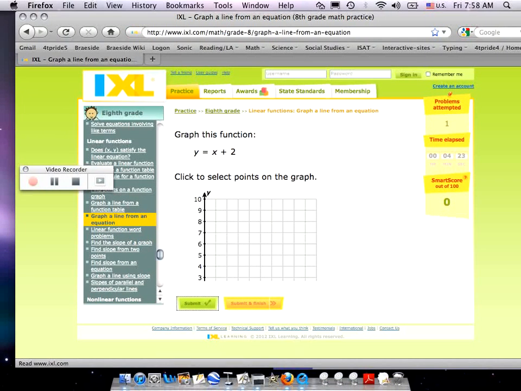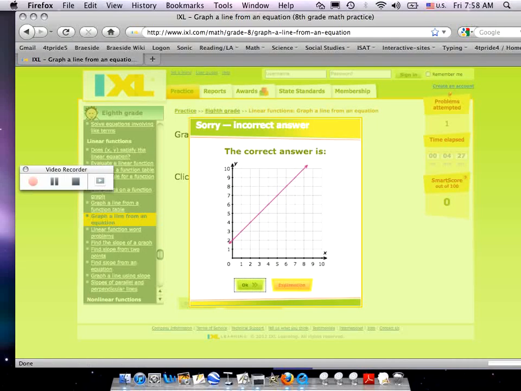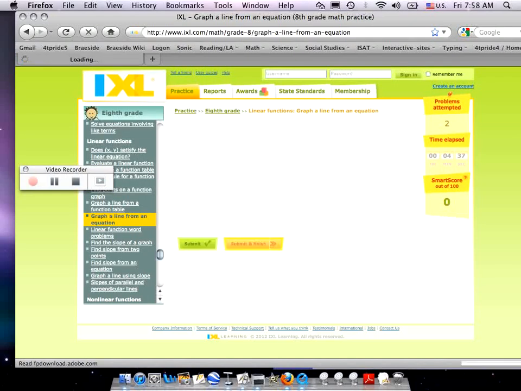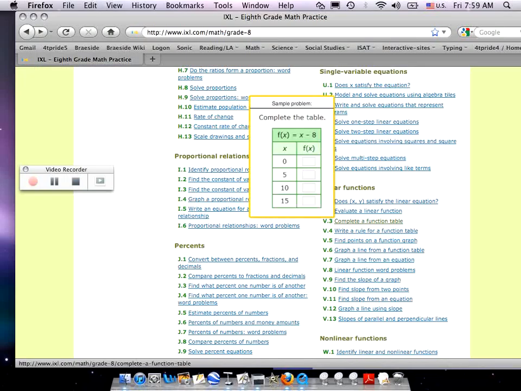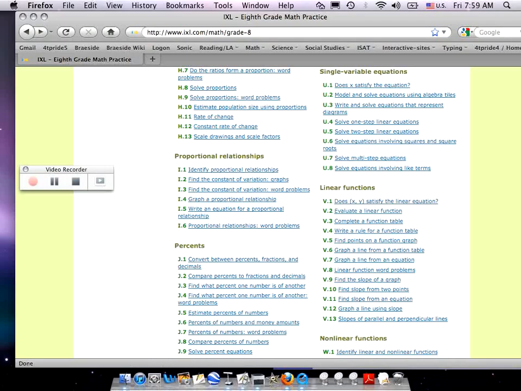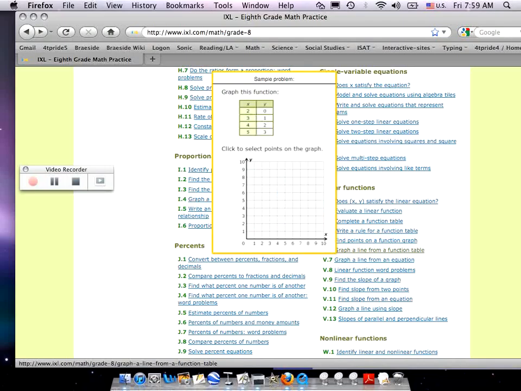I'm just going to submit it and show you what the graph looks like. You can see (0, 2), (5, 7), and everything along this line would make a true statement. That's the nice thing about linear equations. That's why you can just graph a line and you have every single answer in the world, because a line goes on forever.